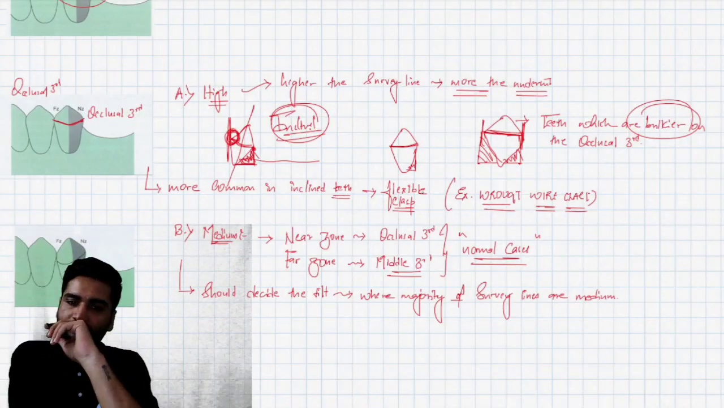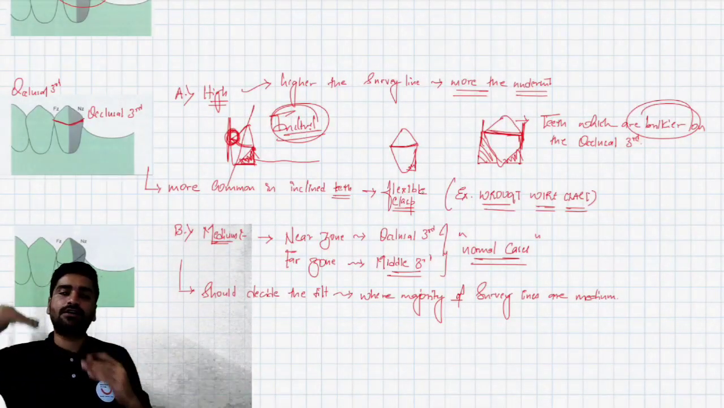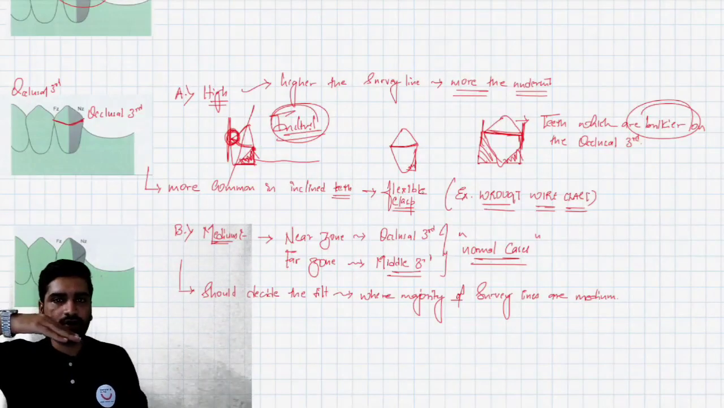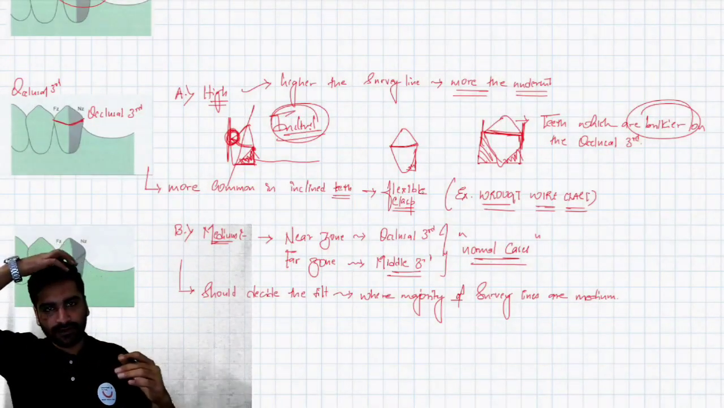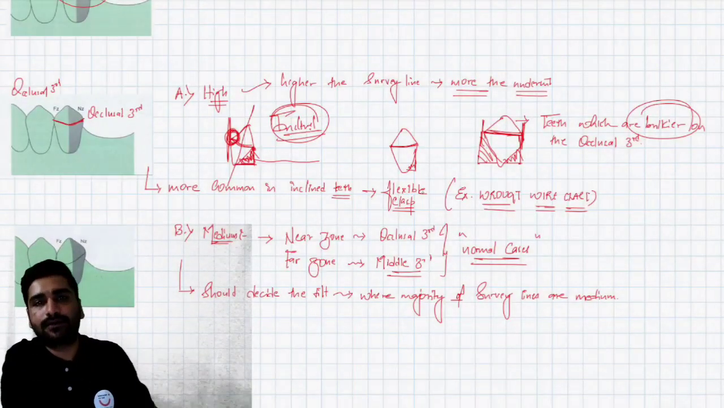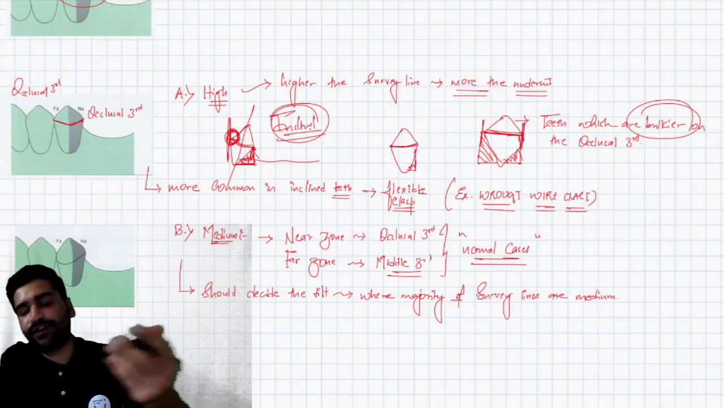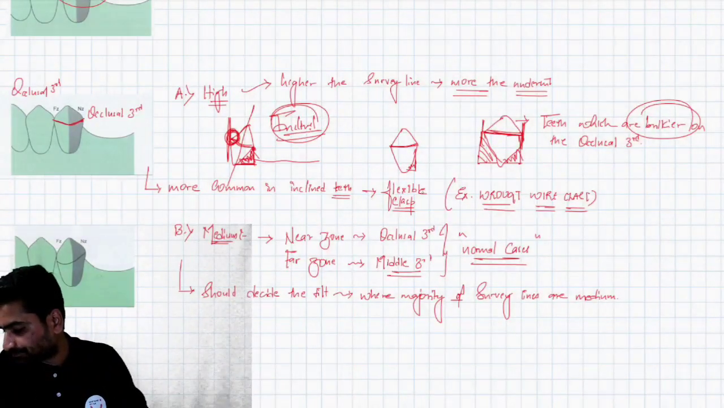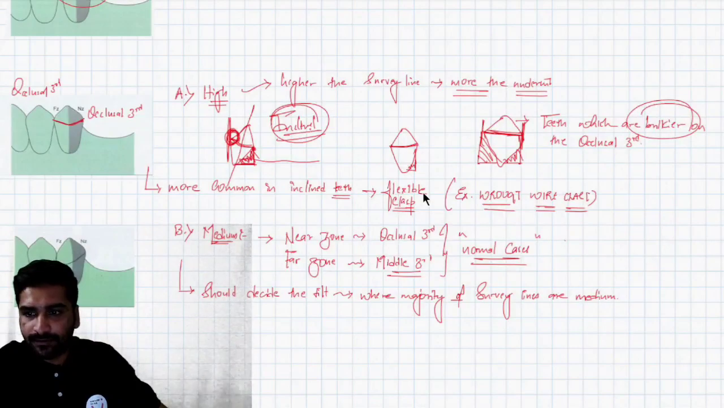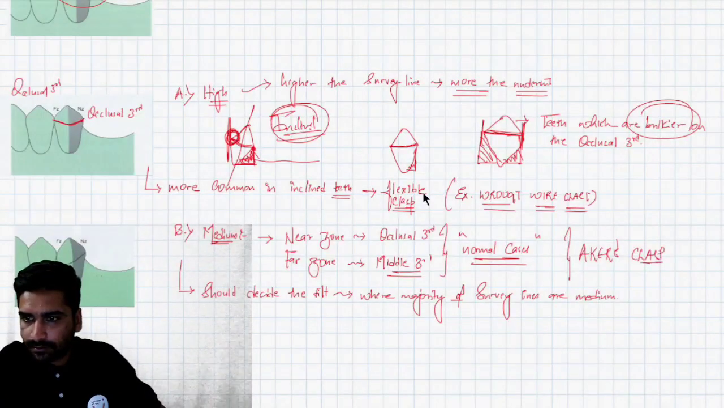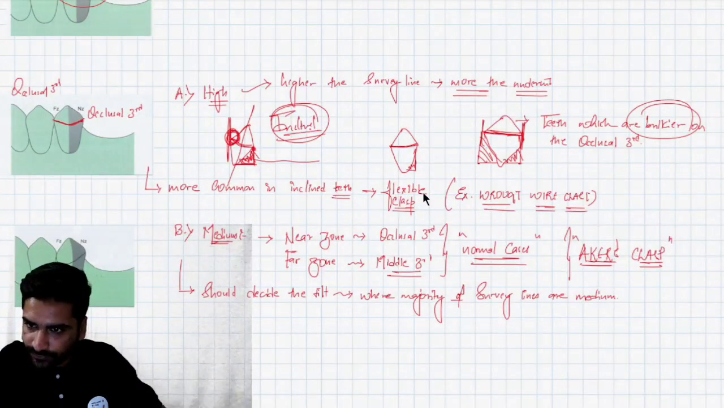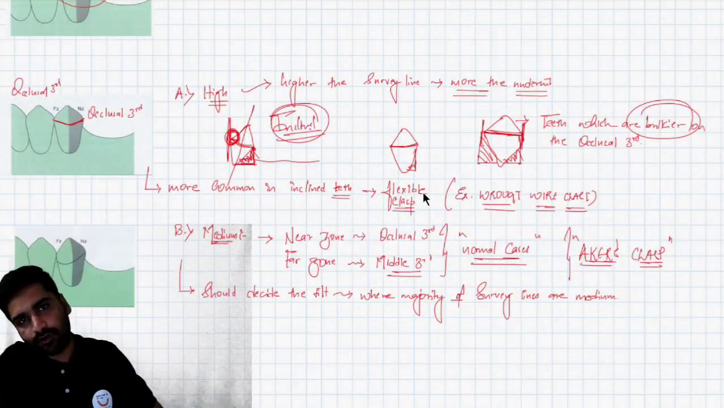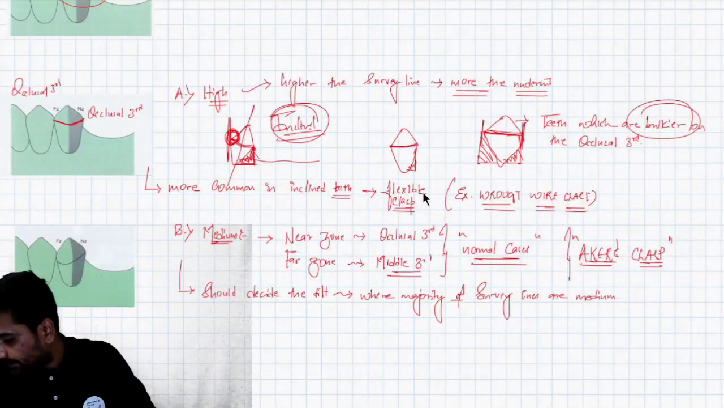Okay, so medium survey line is what? In the near zone it will be at the occlusal third. As it comes to the far zone, it moves to the middle third of the teeth, right? For the majority of the teeth we should try to get a medium survey line. The type of clasp preferable over here is an Akers clasp, A-K-E-R-S, Akers clasp, right? This clasp we will understand when we move on to the topic of direct retainers.